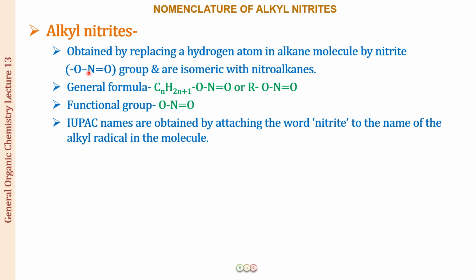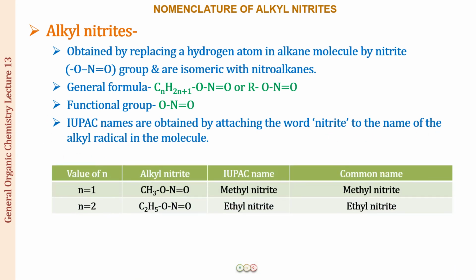to the alkyl group. So general formula is going to be CnH2n+1ONO, or it is going to be RONO, right? So it is the oxygen atom which is going to be forming the bond with the alkyl group in the alkyl nitrites. So the functional group is going to be ONO, and the IUPAC names, they are obtained by attaching the word nitrite to the name of the alkyl radical in the molecule. So when N is going to be 1, the alkyl nitrite that we will be getting is going to be CH3ONO. So the name is going to be methyl nitrite, the common name also the same. And N equal to 2, C2H5ONO, it is going to be ethyl nitrite as the IUPAC as well as the common name.